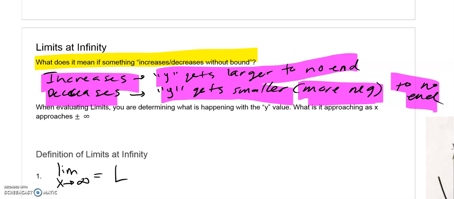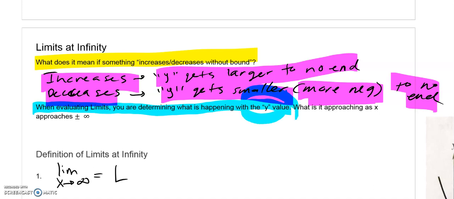All right, so when evaluating limits, you are determining what is happening with the y value. Very important, because you're examining what your y value is doing as x approaches positive and negative infinity. That's what we're investigating, the y value. Just like before when we did limits, what is the y value when x is this? It's the same idea, but now x is going to positive and negative infinity.